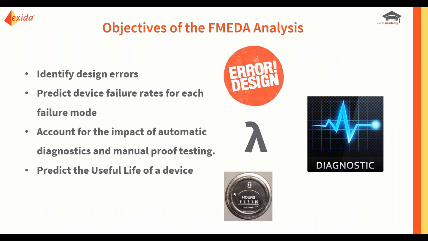So as I say, the objectives of the FMEDA analysis is to identify design errors. So again, the sooner it's done, the better. It's also to predict the device failure rates for each failure mode, and account for the impact of automatic diagnostics and manual proof testing. So unlike an FMEA, the FMEDA allows you, not only with the failure modes and the failure rates, but also to ascertain whether the diagnostics included in the design detect or don't detect a particular type of failure. And then lastly, also to predict the useful life of a device.